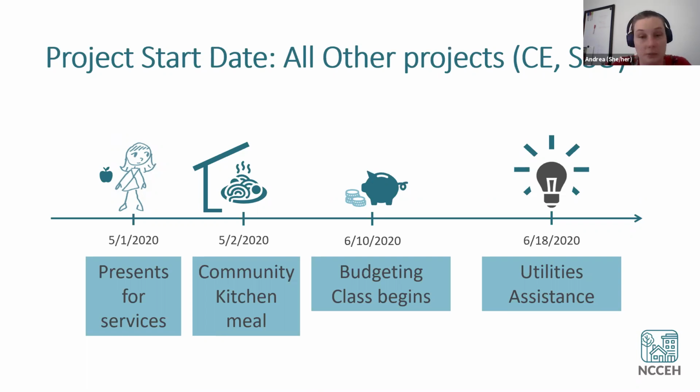She engages in a budgeting class, another service from the project, on 6/10, and actually qualifies and gets some utilities assistance later that month on June 18th. So which of these events is the project start date for coordinated entry or supportive services only projects?